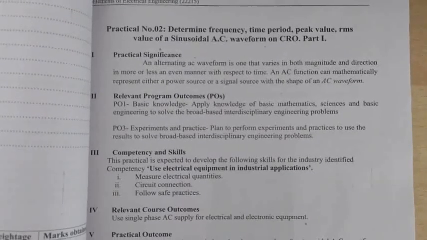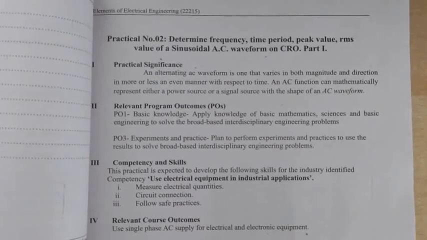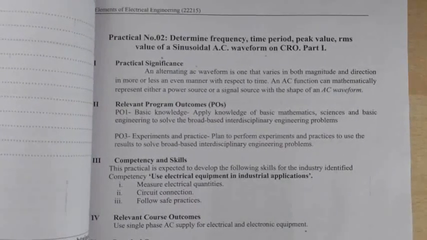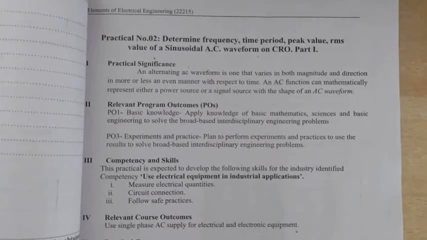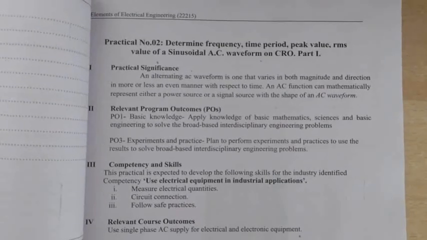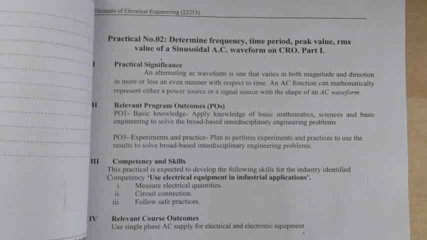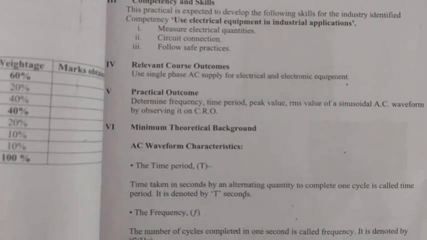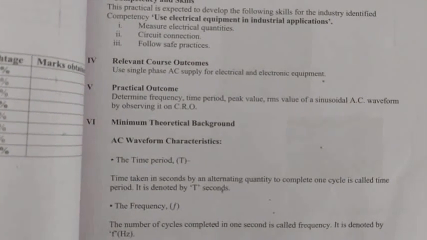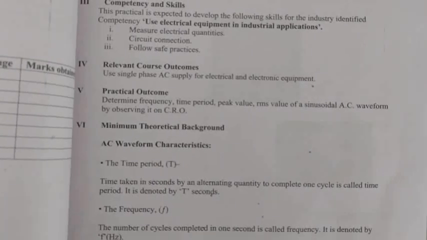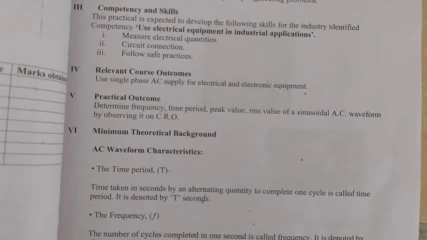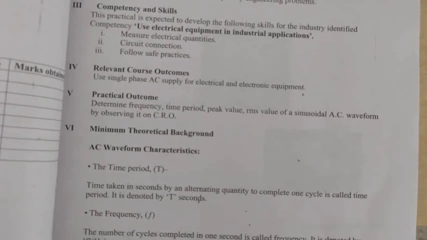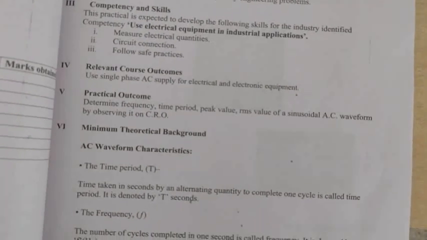Today we perform practical number 2: determine frequency, time period, peak value, and RMS value of a sinusoidal AC waveform on a CRO. In this practical we have to determine first the time period. So what is meant by time period? Time period is the time taken in seconds by an alternating quantity to complete one cycle. It is denoted by T and its unit is second.